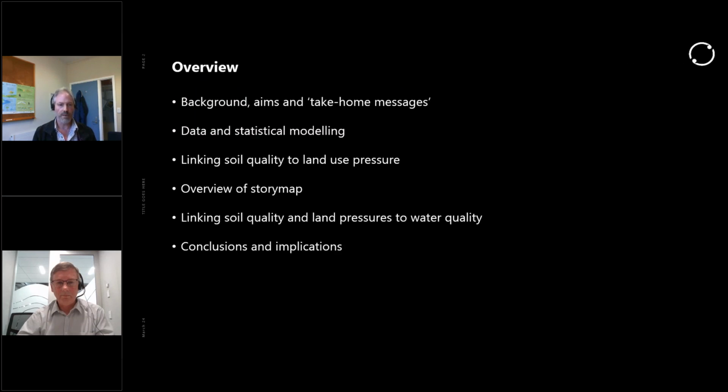I'll give you a bit of an overview in terms of background, aims and the key take-home messages. This will give you a bit of an understanding of what's to come before we get into the detail. Stephen will talk to you about the data and the statistical modelling in the project. I'll then talk to you about the soil quality and land use pressure results, an overview of the story map, and particularly some of the water quality information as a lead into the results of soil quality, land use pressures and water quality.